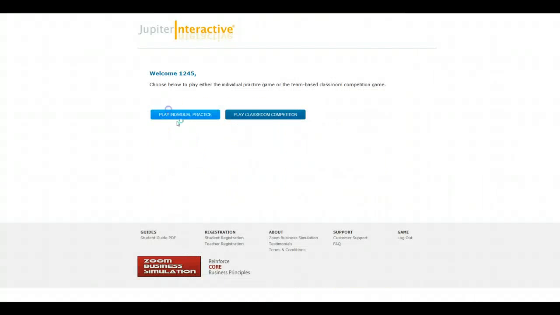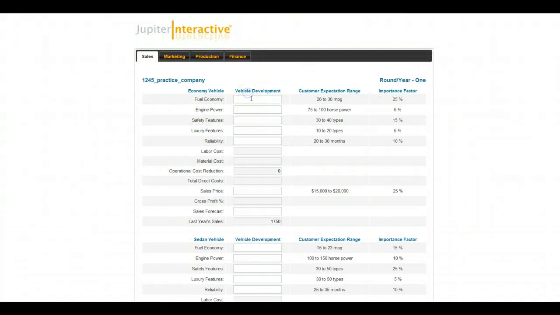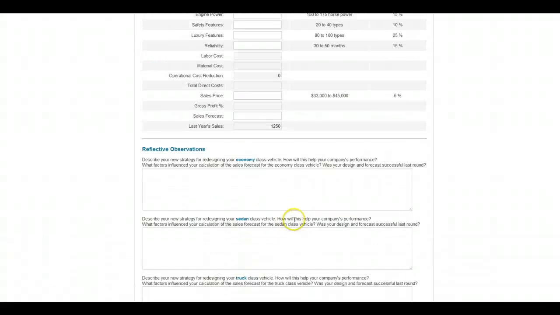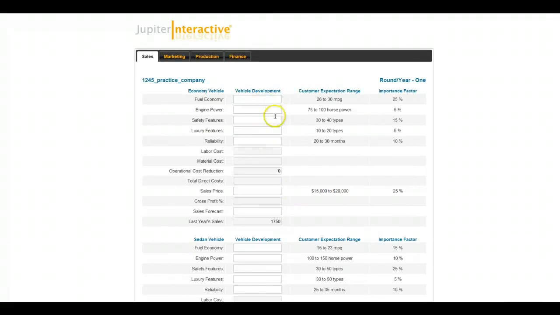I'm going to go back into the student practice game, and you see how my data is missing? Unless I click the submit data button at the bottom, that data will be missing. So I'm going to re-input my data. Oops, having a negative 400% profit margin is a problem. Oh, that's better. Okay, so sales forecast.